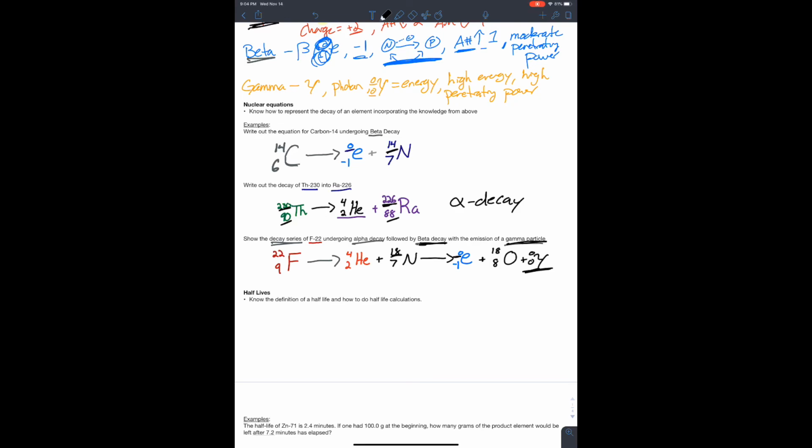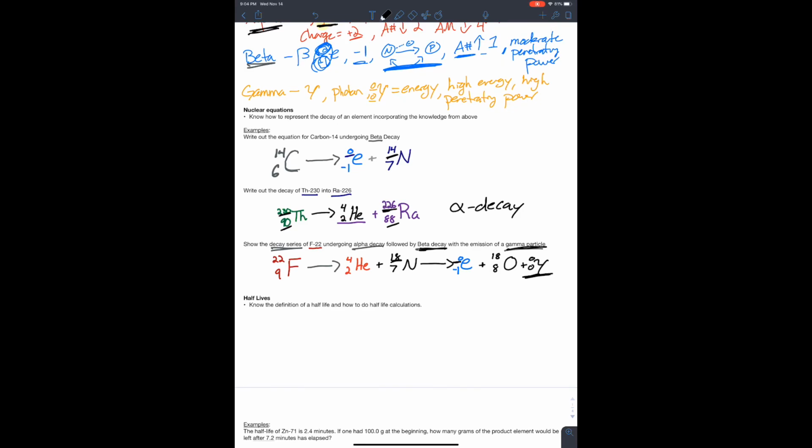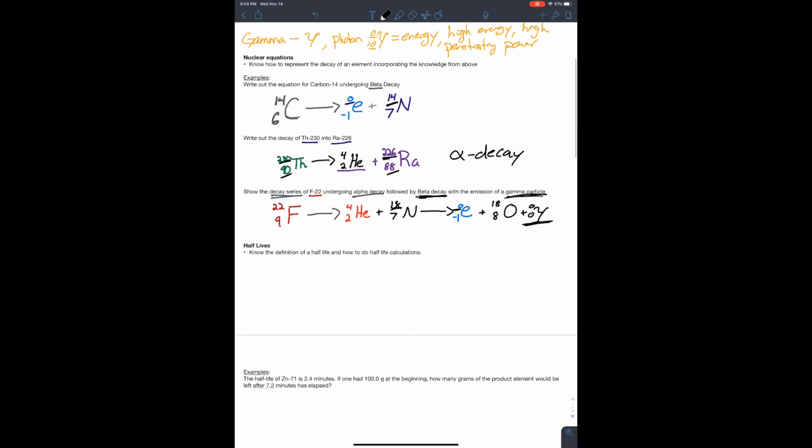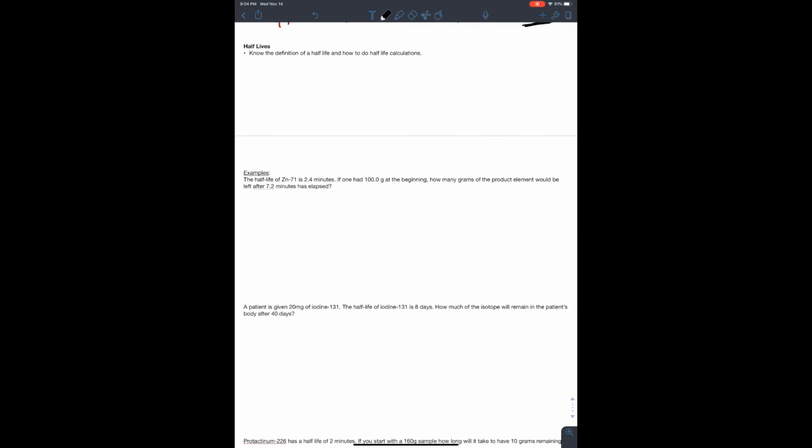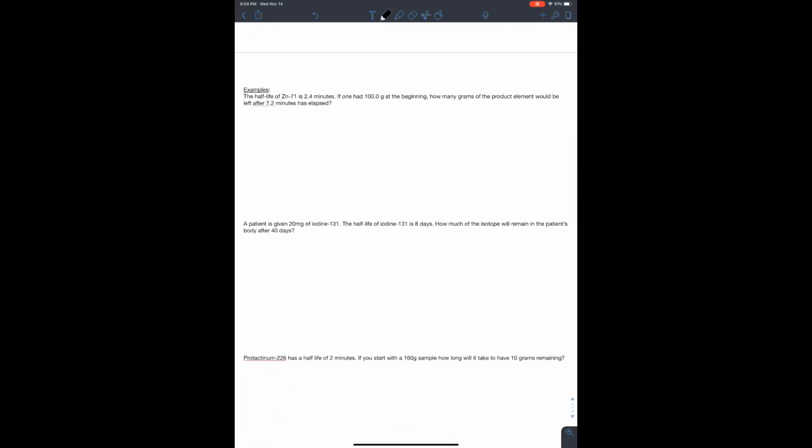Okay, so I don't think really any of you struggled that much with this that I saw in class, but this is how you write out equations. If you're given anything undergoing any of the 3 types of decay, you should be able to write out what happens in this format, understand what the different particles are, what they do, and what the elements become.